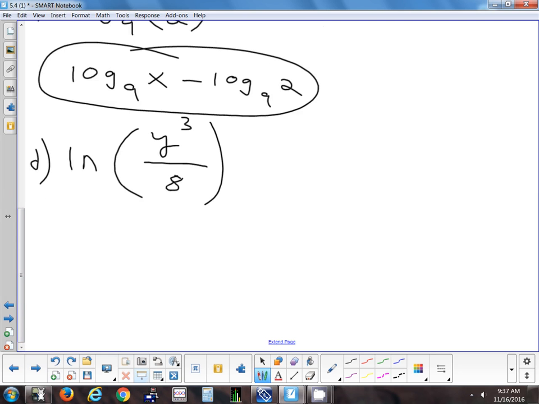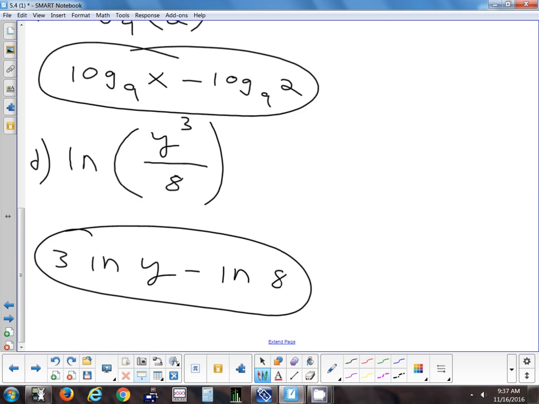Anyone think they know what that one would be? Bria? 3 ln y minus ln 8. Yeah. So it would be minus because we have division, and then the 3 goes in front of the ln y, and then the bottom was just an 8. Any questions on that one?